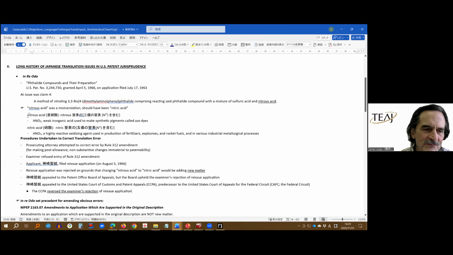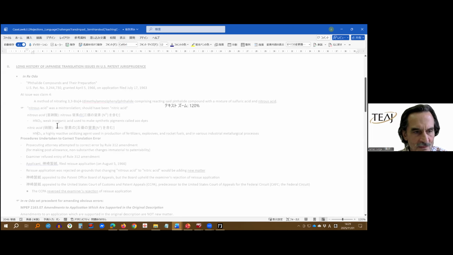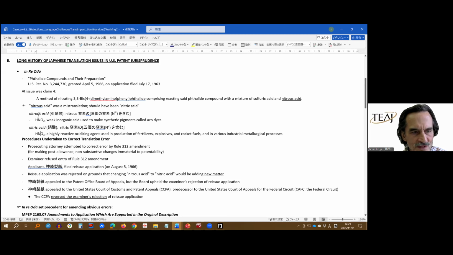It turns out that nitrous acid and nitric acid, maybe if any of you participants are specialists in chemistry, you would understand this immediately, but it turns out that the simple distinction between nitrous and nitric is extremely important chemically. Nitrous acid is a weak inorganic acid, whereas nitric acid is extremely reactive. It's an oxidizing agent, and it's used to make fertilizers, explosives, and even rocket fuels.